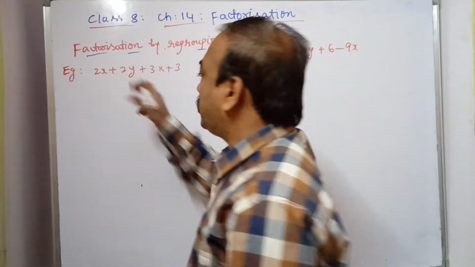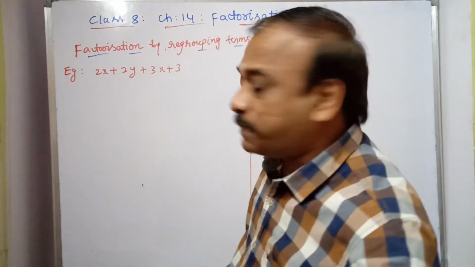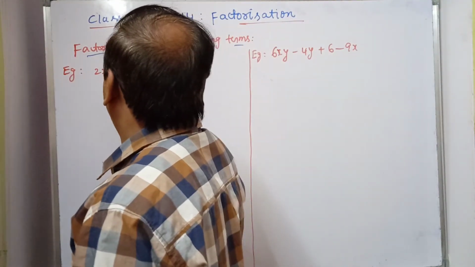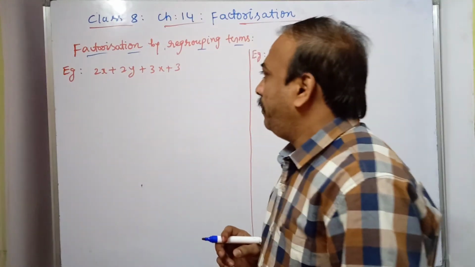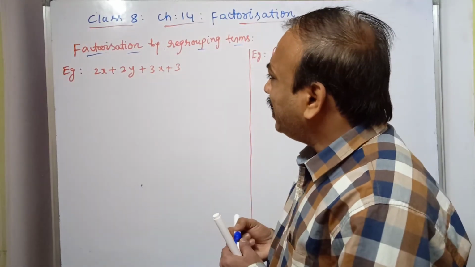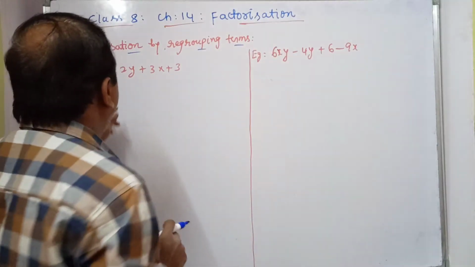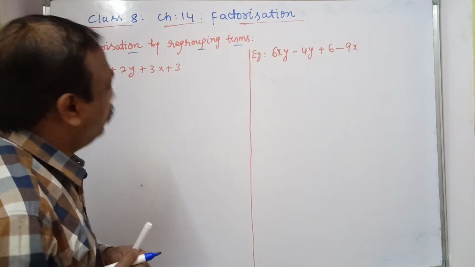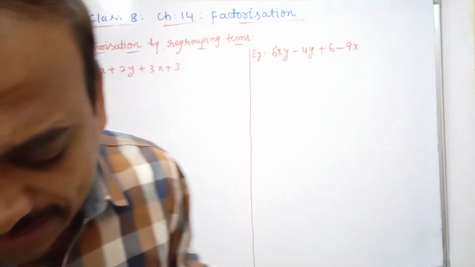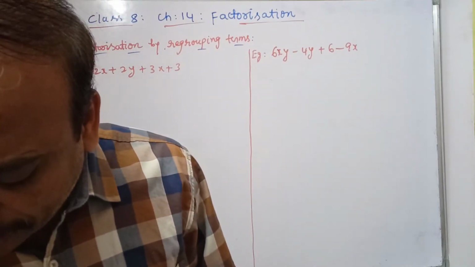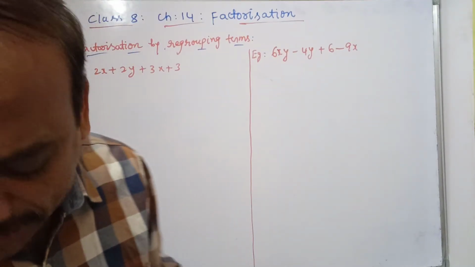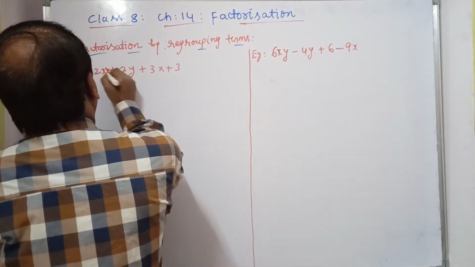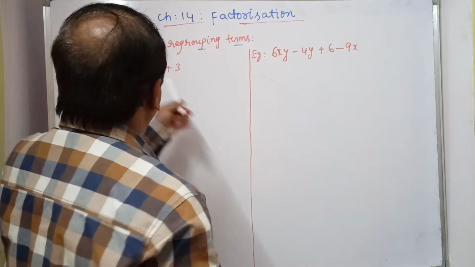Observe it: 2x plus 2y plus 3x plus 3. Here, in each term, observe 2x plus 2y, 3x plus 3. We need to write one more term: 2xy plus 2y plus 3x plus 3.